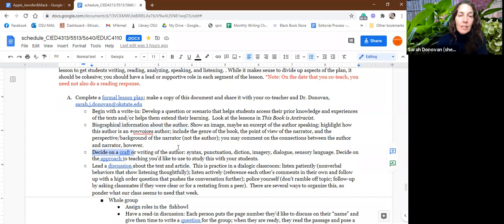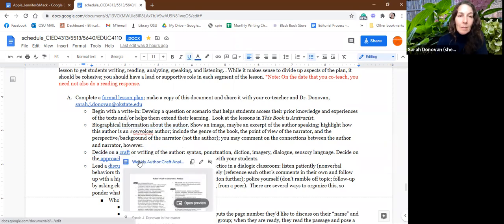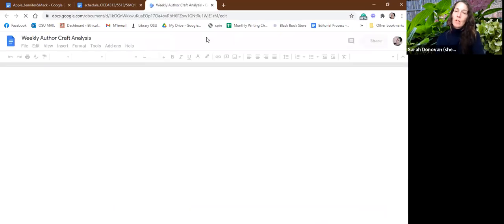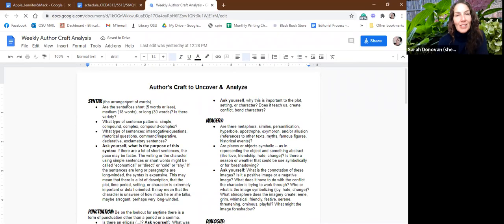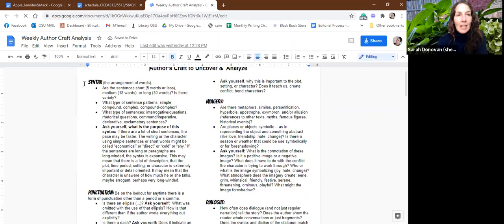Next is the craft that you're going to do a mini lesson on. So this document takes you through that. You want to mix it up so we're not always doing the same craft. So I focused on syntax.